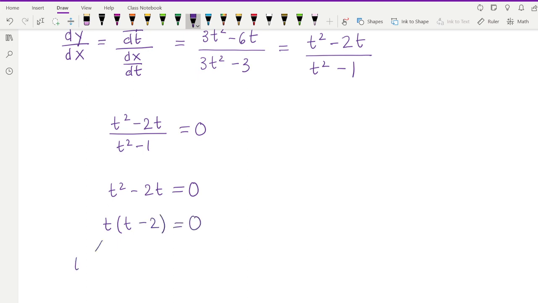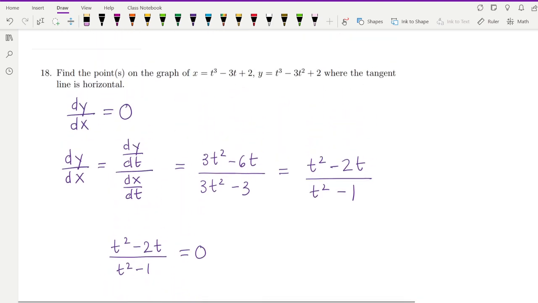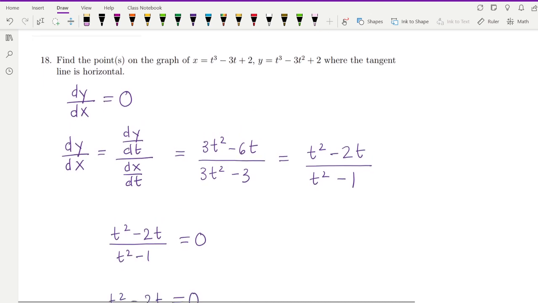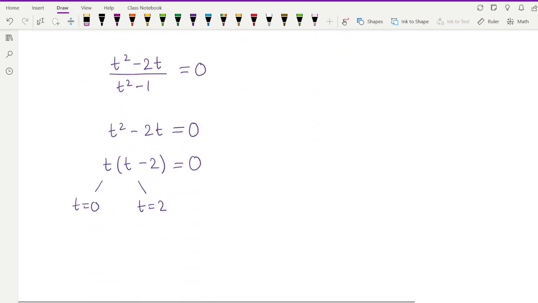And so this tells us that either t is equal to 0 or t is equal to 2. And notice that neither of those values make the denominator 0, so we're good. We have 0 over something else, which is equal to 0. So we're almost done. The last thing we need to do is just plug those values in to figure out what those actual points are.